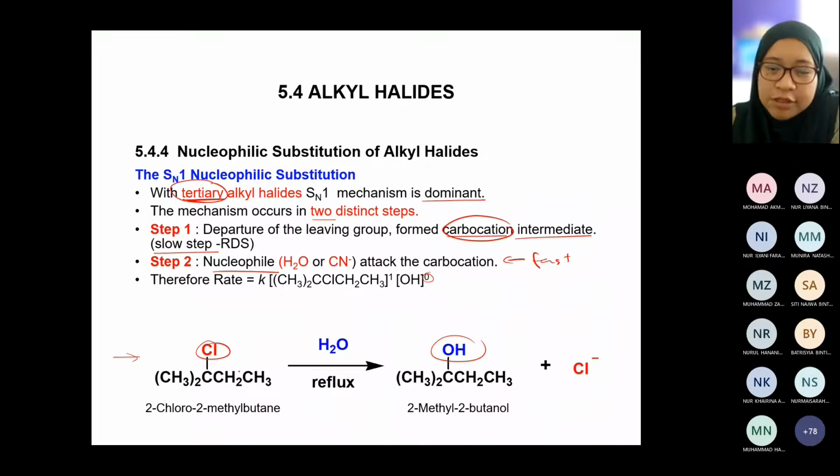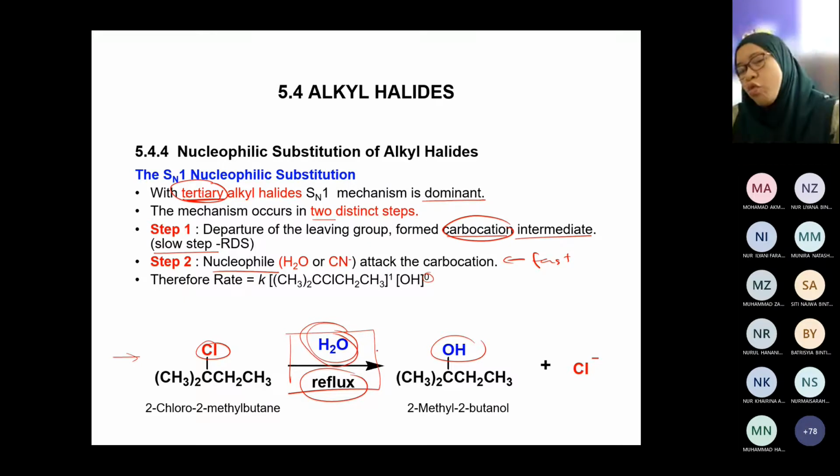Okay, Cl will be replaced with OH. But please bear in mind the condition now is a little bit different. It is still reflux condition, but the reagent used is not necessarily sodium hydroxide, so we can use H2O. H2O will supply the OH minus.